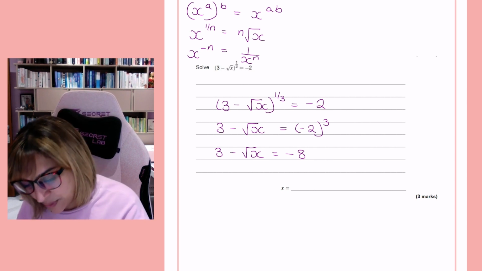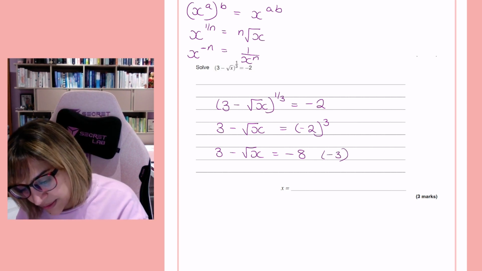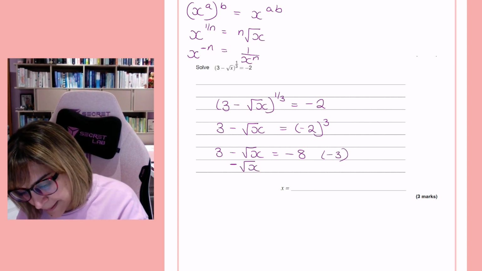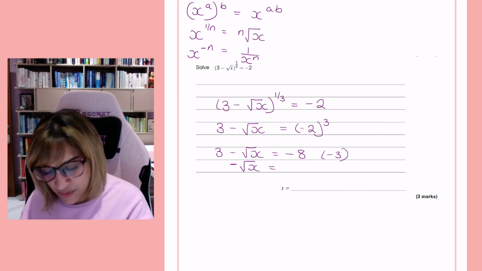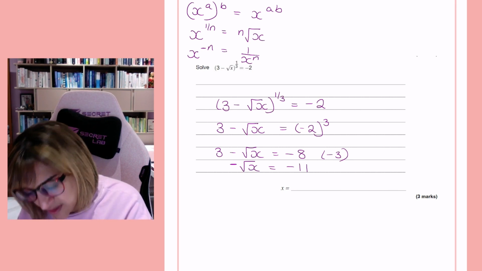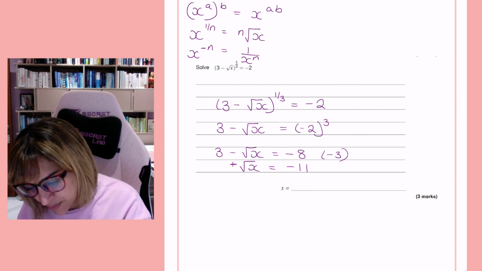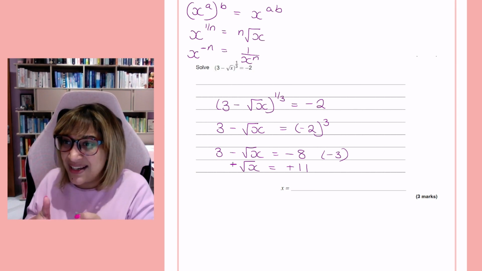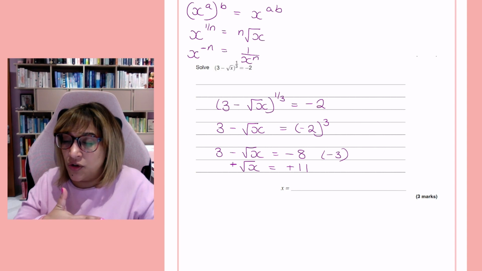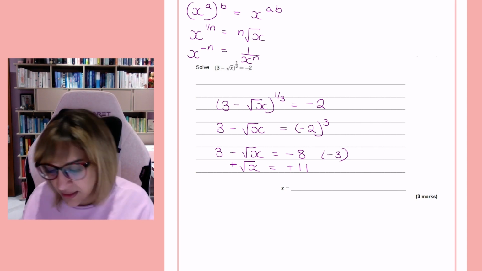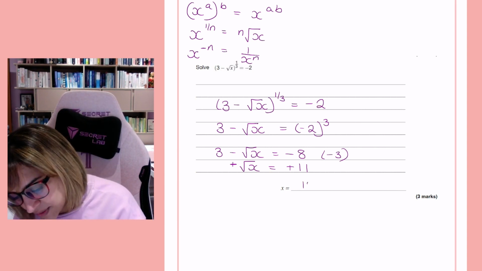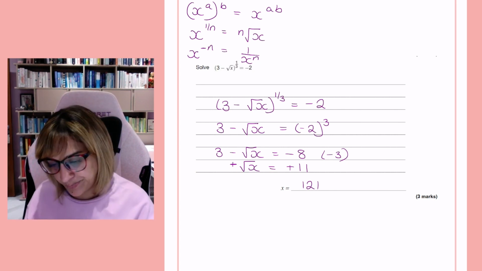I can take away 3 from both sides. So I'll get minus root x equals minus 11. They're both negative, so I can just make them positive. Root x is the square root of x. The opposite of square rooting is to square it. So 11 squared gives us 121.